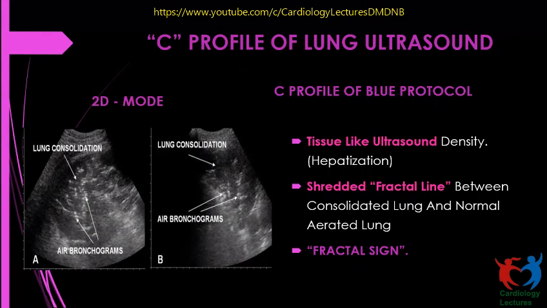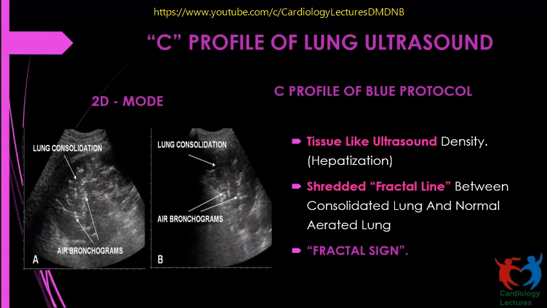When you put a probe at Plapp's point, usually the liver is there on the right side and the spleen on the left side. So if the lung ultrasound looks the same as the liver or spleen ultrasound, then it becomes a tissue-like sign or tissue-like ultrasound density. Usually such a thing happens when there is a consolidation.